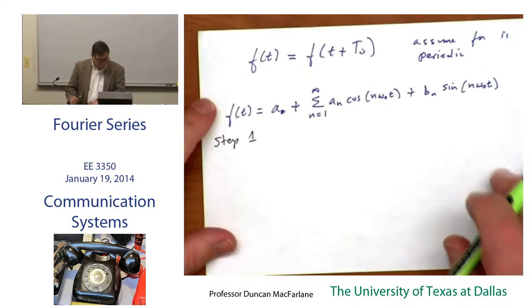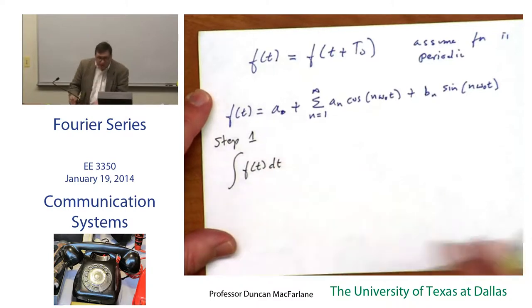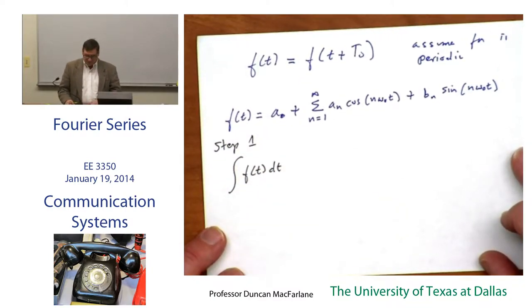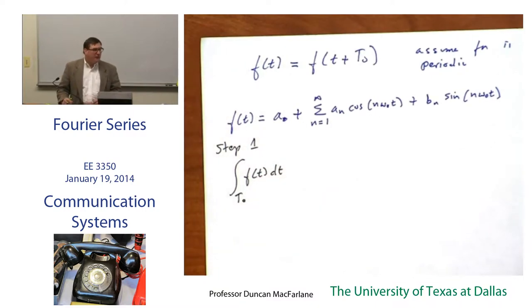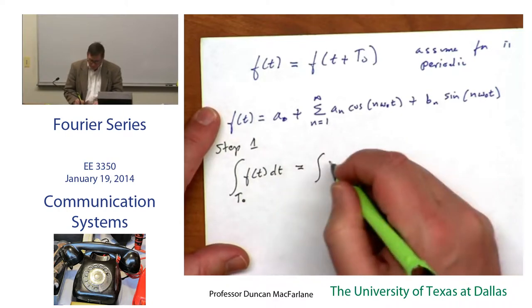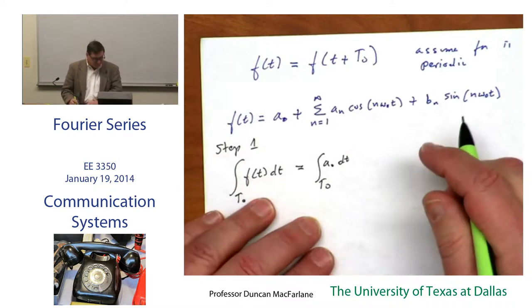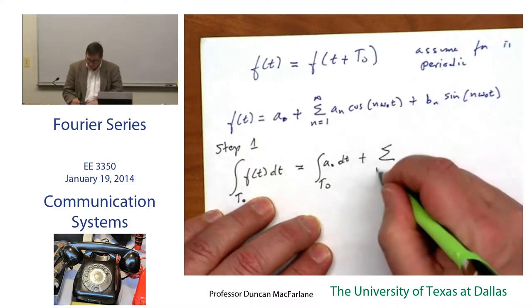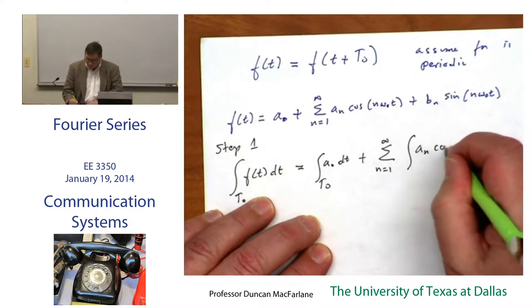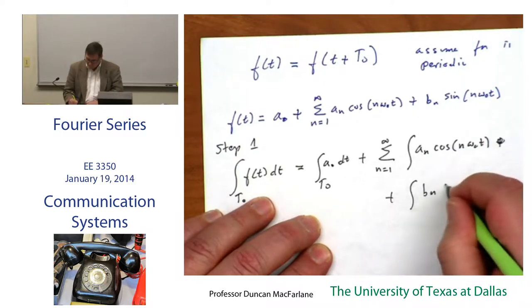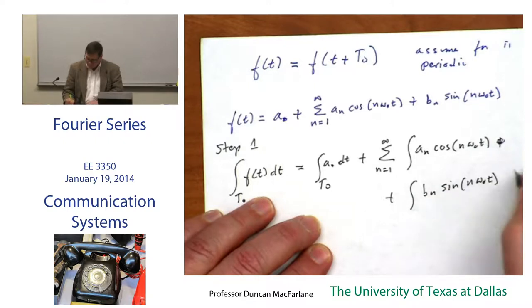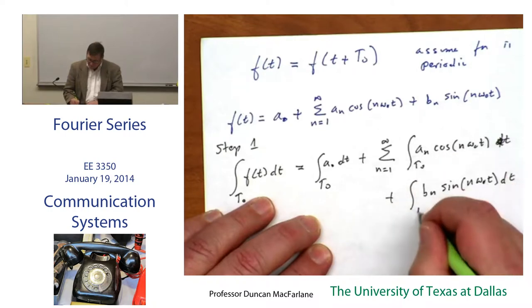So the first thing we'll do is integrate both sides. And since a period of this periodic function contains all the information of that function, everything is repeated every period, if I just focus in on a period, I'm getting all the details of the function. So if I just integrate across the period, then I have a pretty good sense of what's going on with this function. And if I integrate the right-hand side, I have the integral of a0 dt across that period. And then I have the summation, n equals 1 to infinity, of the integral of each one of those terms. And each of these is integrated over a period.